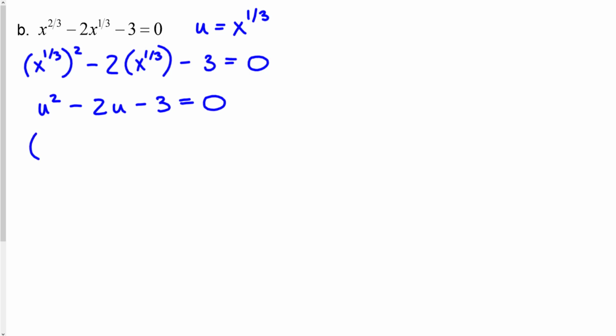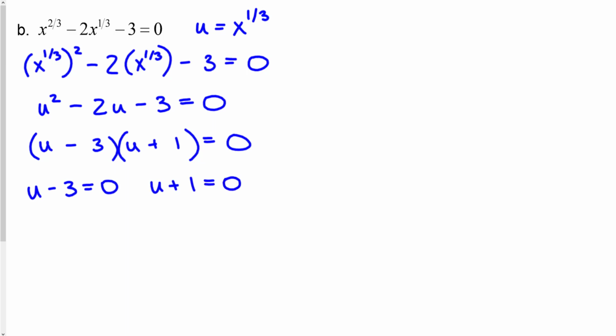When I factor this polynomial, u times u is u squared. 3 and 1 could multiply to 3. If the 3 is negative and the 1 is positive, then they will add up to negative 2 and multiply to negative 3. So this means u minus 3 is equal to 0, and u plus 1 is equal to 0. So u equals 3, or u equals negative 1.